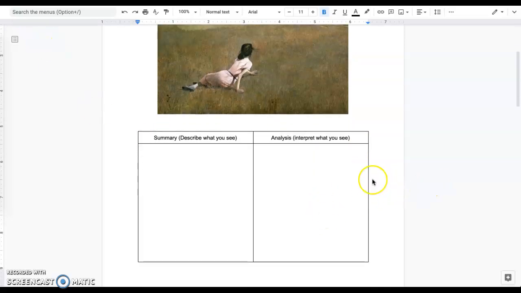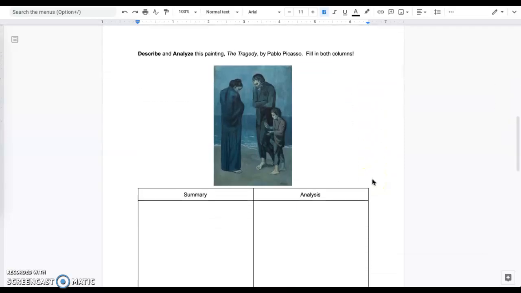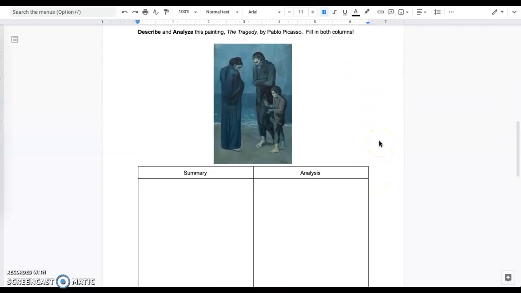Okay, so let's scroll down, turn to the next page. I want you to do this and don't take any break in between the two. This painting is called The Tragedy, so that's a little leading already. But it's by Pablo Picasso. You are going to do both columns kind of simultaneously. You're going to summarize, write all the things that you notice about the painting.